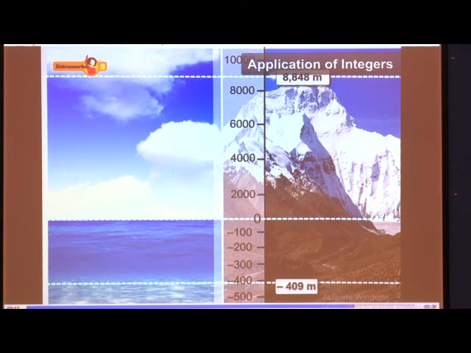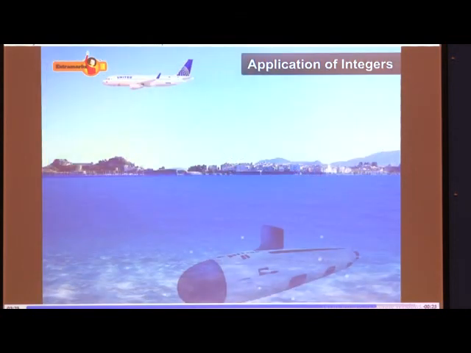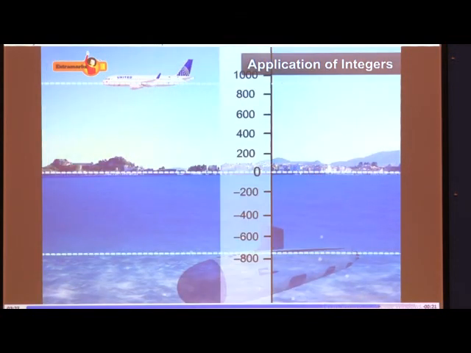Geographically, we represent sea level with 0. Obviously, below sea level is represented with negative integers, and above sea level is represented as positive integers. The height of aircraft flying at 900 meters above sea level is recorded as a positive number, and if a submarine is positioned at 750 meters below the sea level, then numerically its altitude is -750 meters.